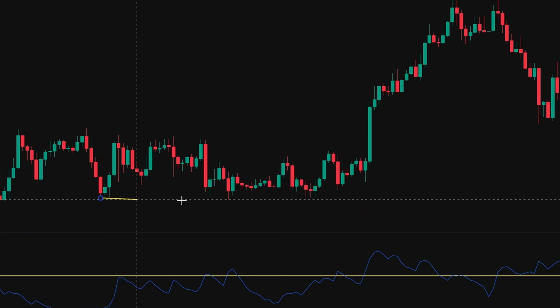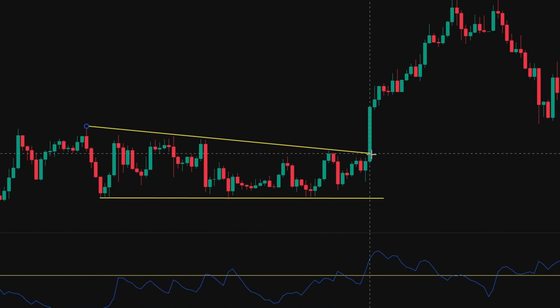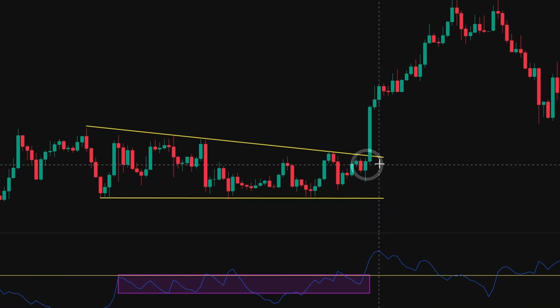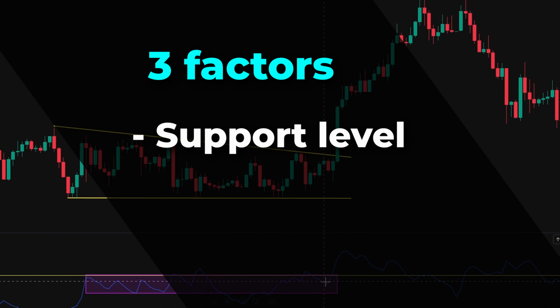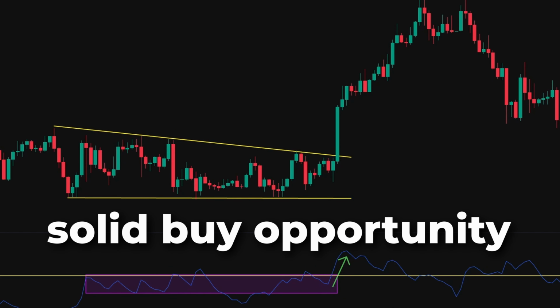Example 2. The price reaches a support level, bounces up, and forms a bullish engulfing candle, a strong buy signal. At the same time, the volume oscillator shows rising volume, confirming a strong upward impulse. We now have 3 factors: support level, bullish pattern, and rising volume. This points to a solid buy opportunity.